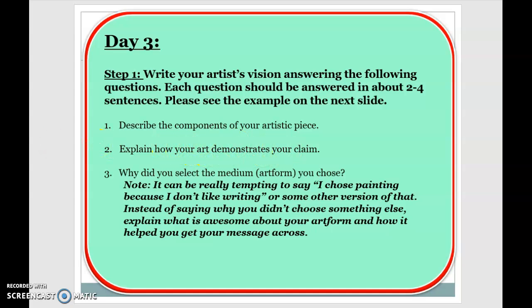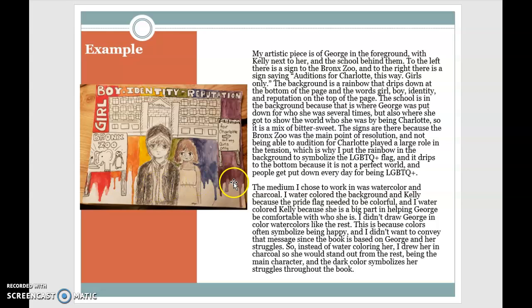Explain how your art demonstrates your claim. So towards the end, it talks about the signs being there because the Bronx Zoo was the main point of the resolution, and not being able to audition for Charlotte played a large role in the tension, which is why I put the rainbow in the background to symbolize the LGBTQ flag. And it drips to the bottom because it's not a perfect world and people get put down every day for being LGBTQ. So this relates to their claim, and they're connecting the art that's made to the claim.